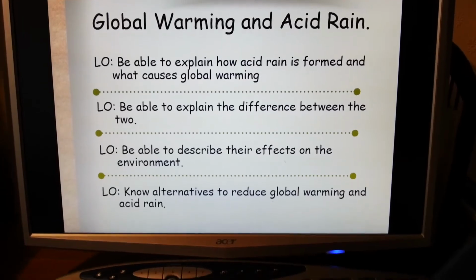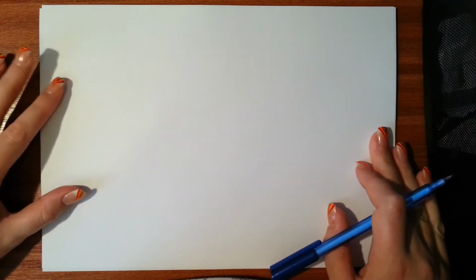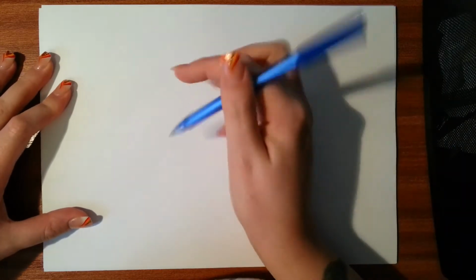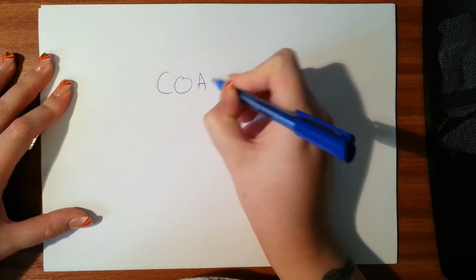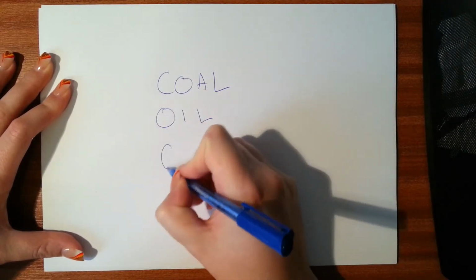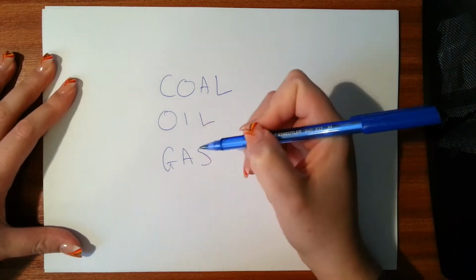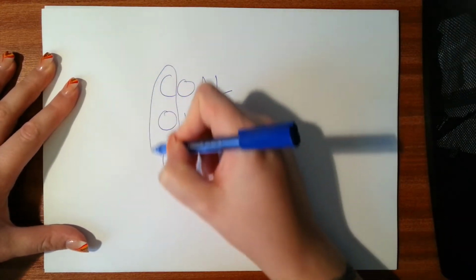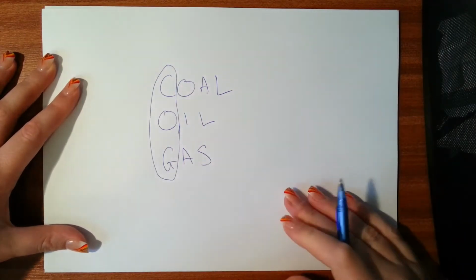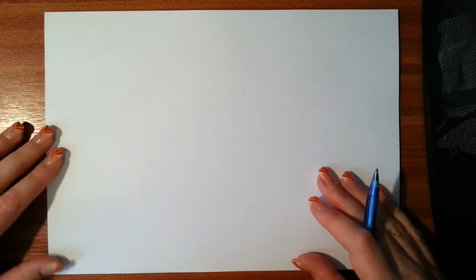If we start off by looking at fossil fuels, global warming and acid rain are caused by fossil fuels, so you need to know the names of the 3 fossil fuels. The first one is coal, the next one is oil, and the last one is gas. If you forget them, it might be helpful to remember the word COG, because that will hopefully help you remember the 3.